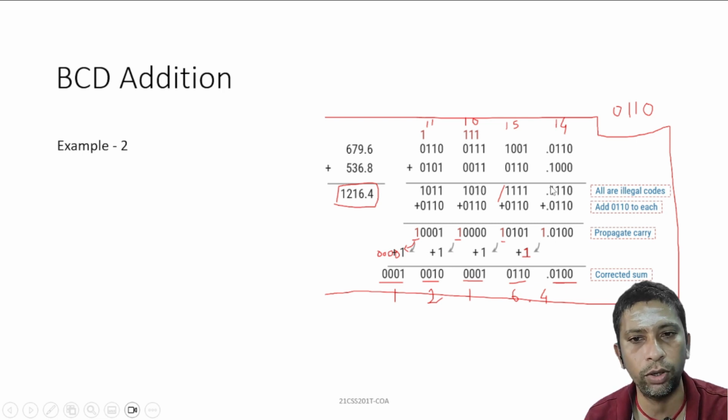This is an illegal code, which is 1110. Again, this is an illegal code. When any illegal code is encountered, obviously I have to add 0110 to it. So as shown, I have added 0110 to it. Once this is done, I'll be getting the answer.